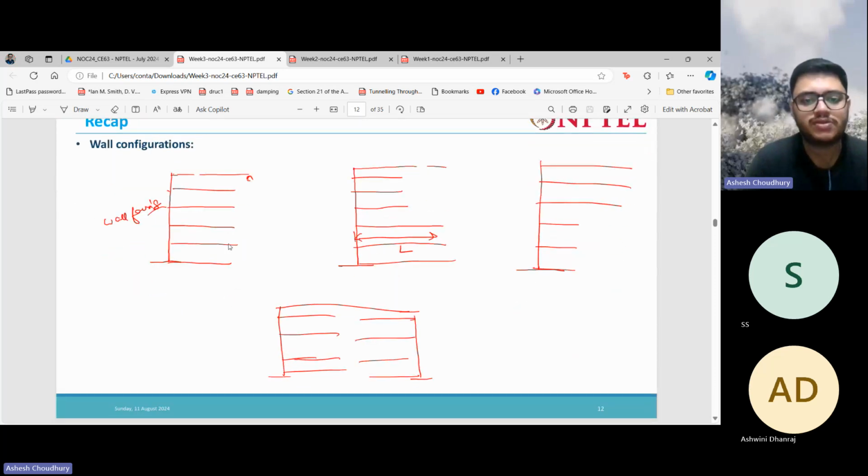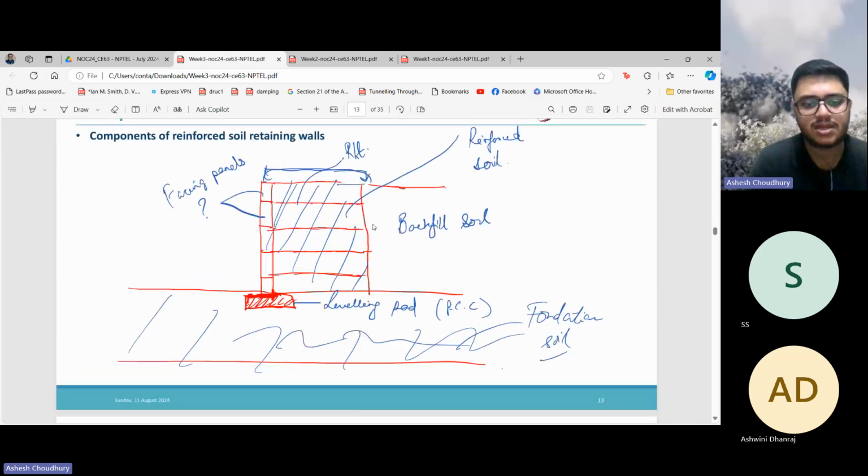Okay, so we have these various wall configurations where you have an equal length of geosynthetic reinforcement, or different lengths at the bottom and the top. Then you have the double face configuration. So these are the various wall configurations that you can have.